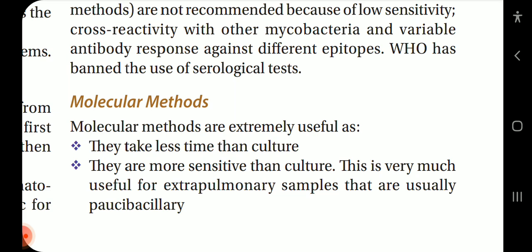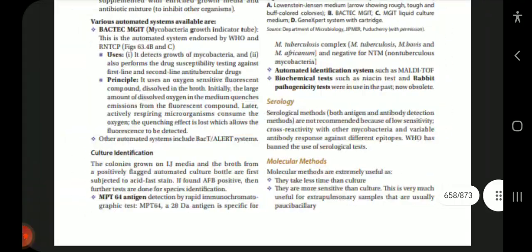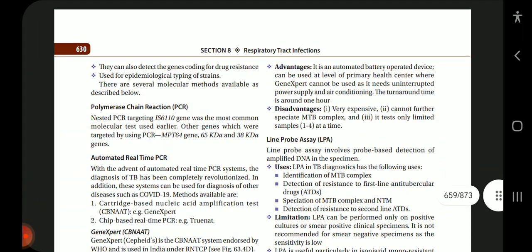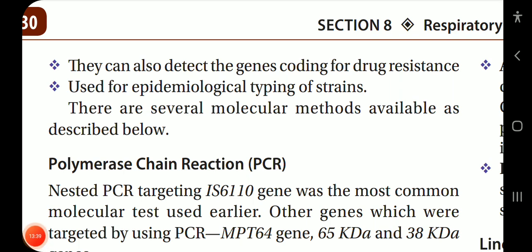Molecular methods. Molecular methods are extremely useful, as they take less time than culture and are more sensitive than culture. This is very useful for extrapulmonary samples that are usually paucibacillary. They can also detect the genes encoding for drug resistance and be used for epidemiological typing of strains. There are several molecular methods available as described below.